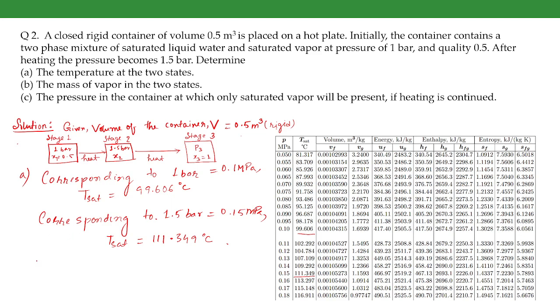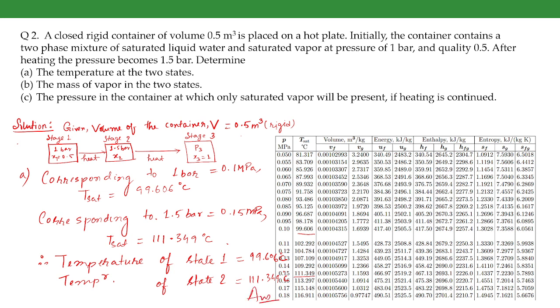So the temperature of state 1 is 99.606 degrees Celsius, and the temperature of state 2 is 111.349 degrees Celsius. Now the second part of the problem, we are asked to determine the mass of the vapor in the two states. So correspondingly we will take help of the values of the specific volume at the two states.